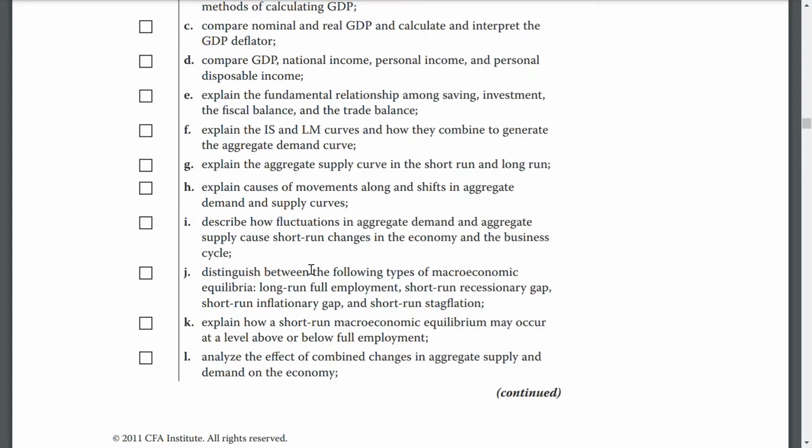Explain the aggregate supply curve in the short run and the long run. Explain causes of movement along and shifts in the aggregate demand and supply curves. Describe how fluctuations in aggregate demand and aggregate supply cause short-run changes in the economy and the business cycle. Distinguish between the following types of macroeconomic equilibria: long-run full employment, short-run recessionary gaps, short-run inflationary gaps, and short-run stagflation.